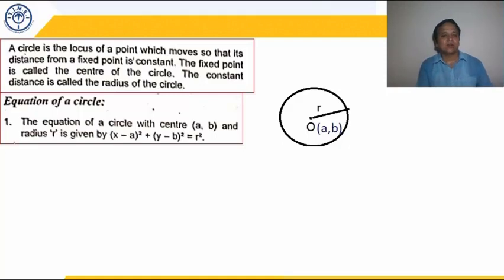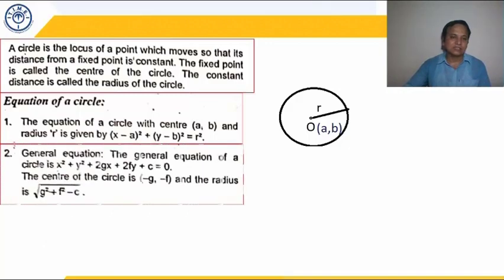This is called the standard equation of a circle: x minus a whole square plus y minus b whole square equal to r square. And what is the general form of the equation? It's x square plus y square plus 2gx plus 2fy plus c equal to 0.